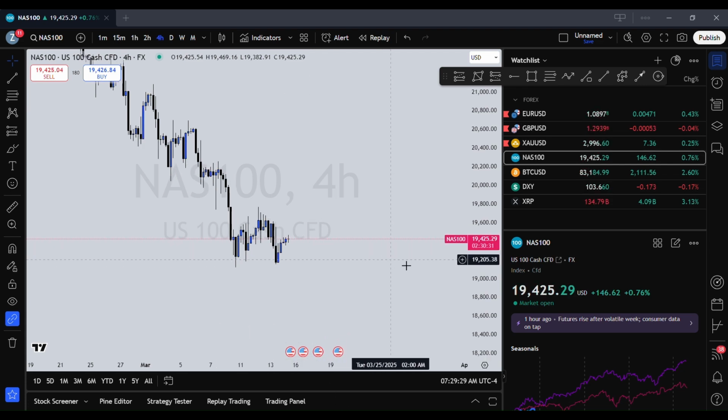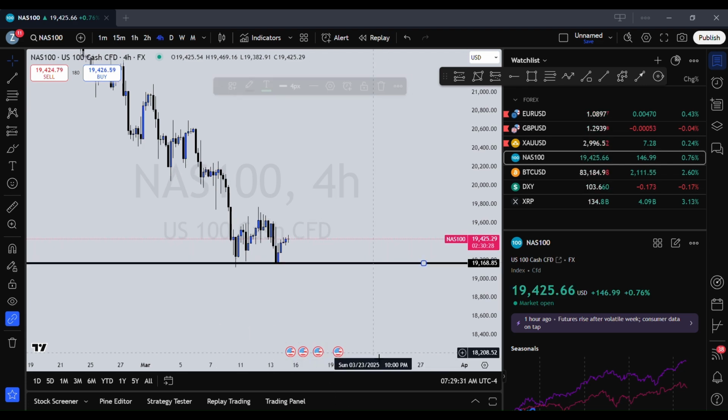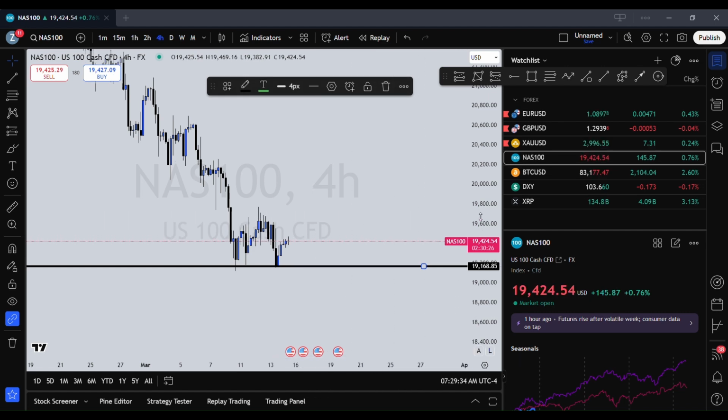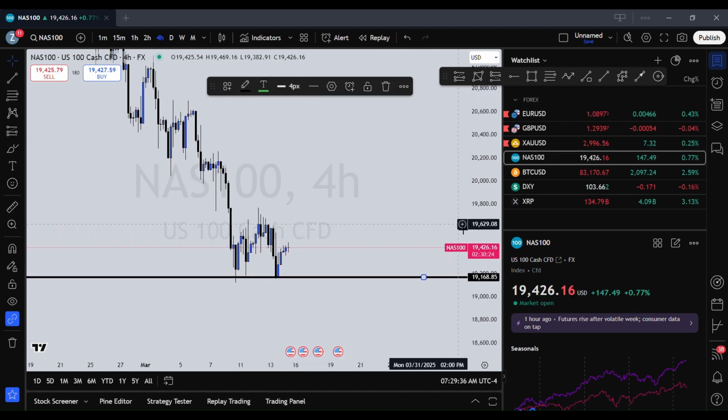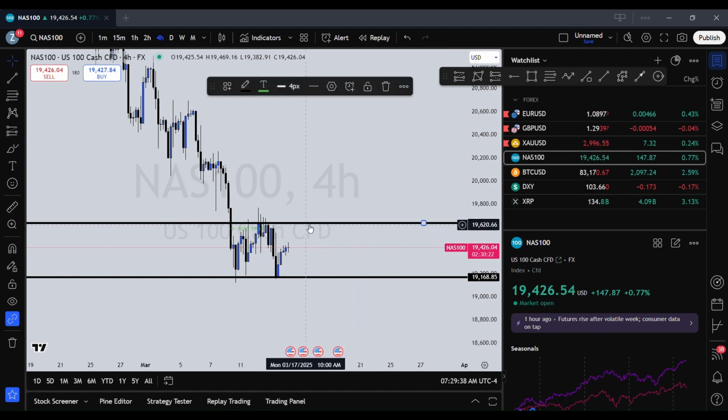All right, so to begin, I'm going to go ahead and mark all of my key levels here. And then the next thing I'm going to do is go ahead and mark my zones to see where price is predicted to go.